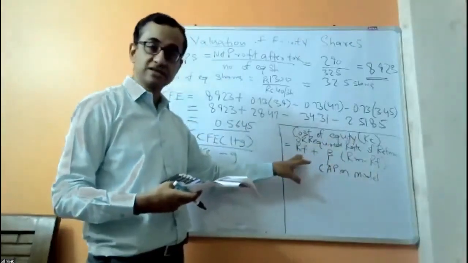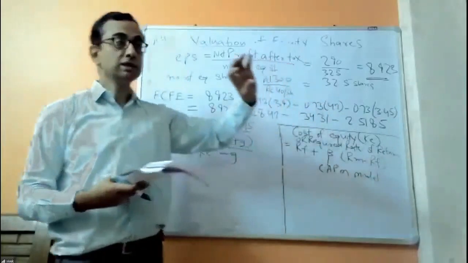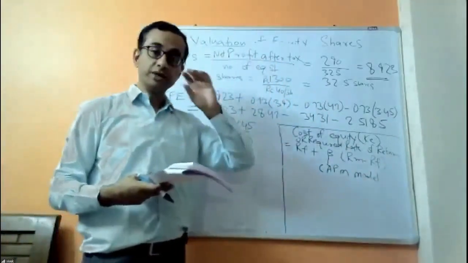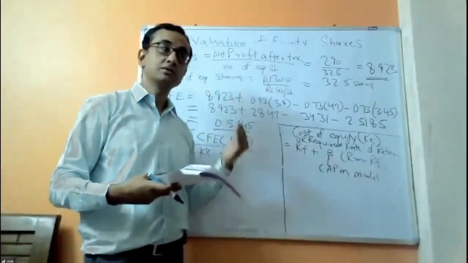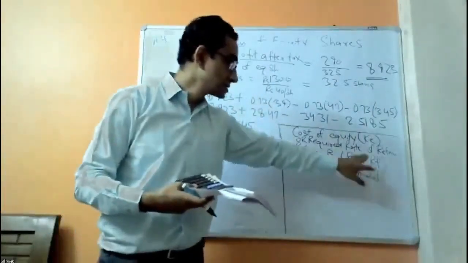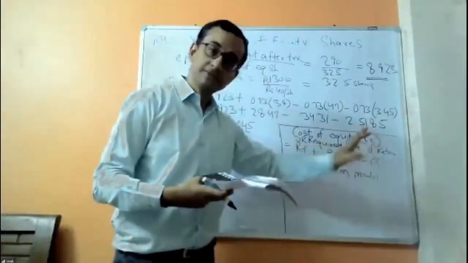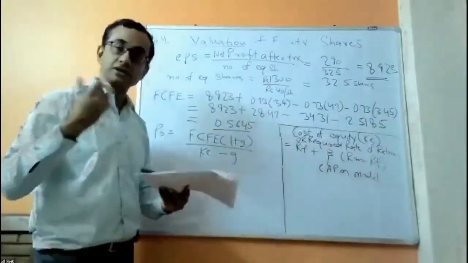RF is the risk-free rate. Beta shows the volatility, meaning how volatile the stock of a company is in comparison to the market, for example, Nifty or BSE. RM is the market return, for example, what the Nifty is showing as return. Now let us put the figures into this formula.